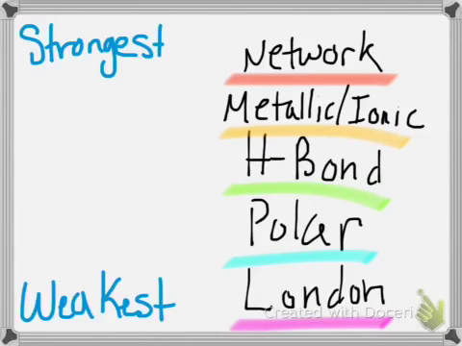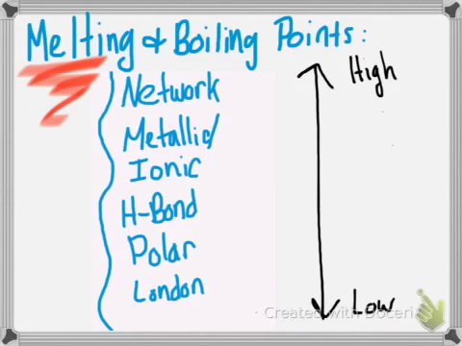Okay, so the IMFs can actually be ordered from weakest to strongest, and as you can see, we have our weakest force at the bottom being the London force, followed by the polar, then H-bond, and then we move up to metallic and ionic, which are about the same strength, and at the very top, the strongest is network. Awesome. So melting and boiling points are based on this continuum.